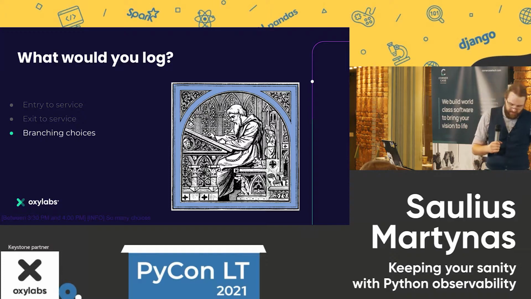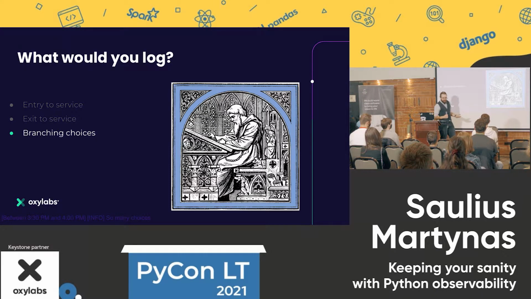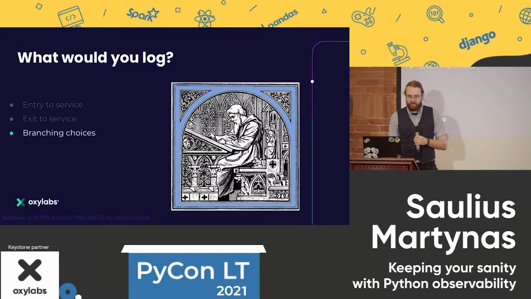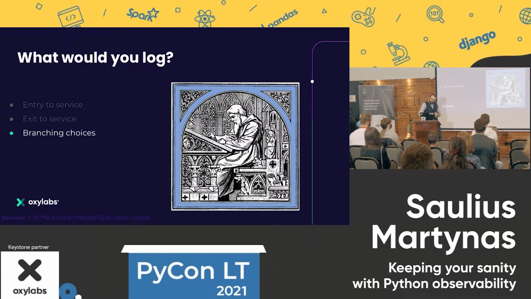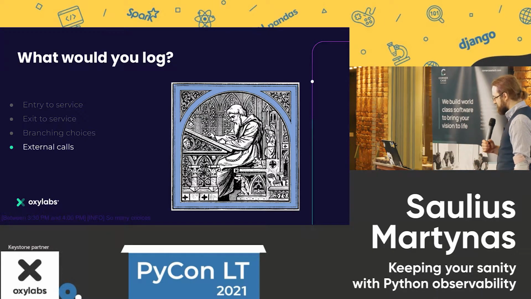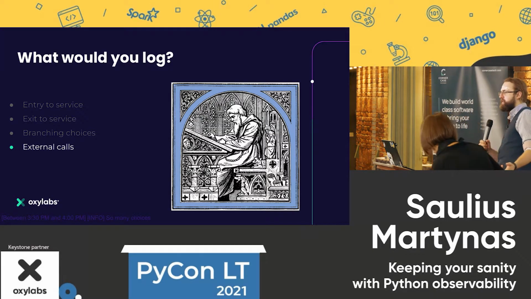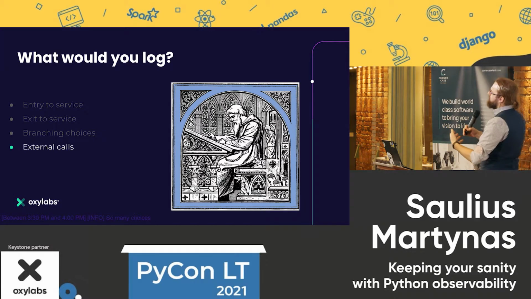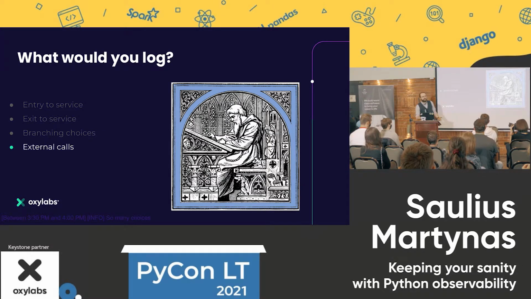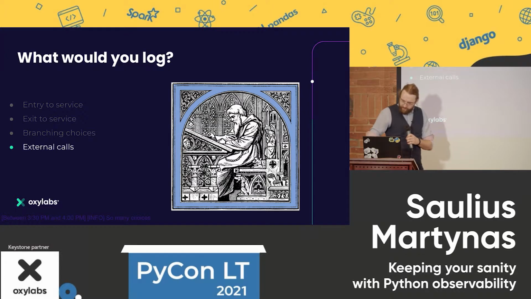Thirdly, what you want to log is branching choices. If there's a single if in your code, you log it. If there's a single factory, you log it. You want to know what made your outcome be like that. And lastly are external calls, which is more technical. If your request needs to go into the internet, to the database or memcache, whatever, anything that isn't your service, you want to log it as well. There's another thing that you can log. It's called everything.